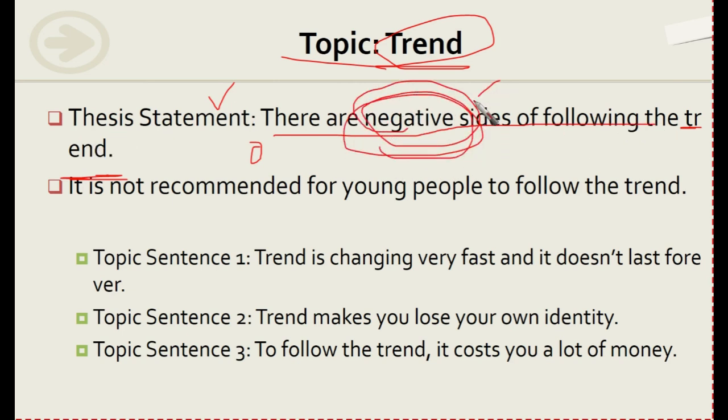My opinion: some people agree with this statement. Some people think there are positive signs of following the trend. But I think there are negative signs of following the trend. So my answer can be agreeable by some people, but not by everybody. So that's good. My topic sentence number 2 is, it is not recommended for young people to follow the trend. So not recommended is my perspective. It's disputable. Disputable means some people can say, yes, you're right. Some people say, no, you're not right. So that's a good thesis statement.